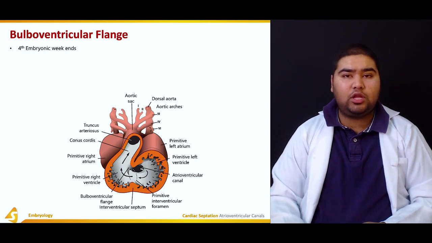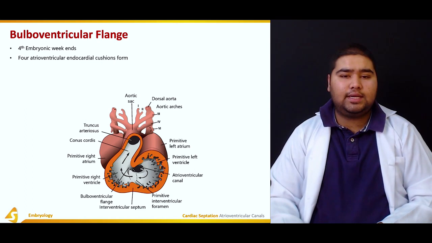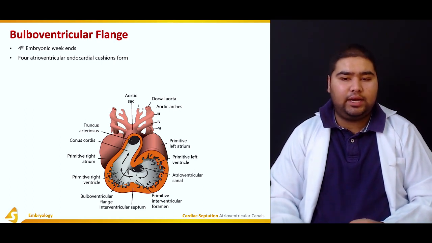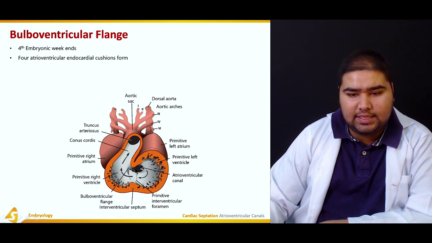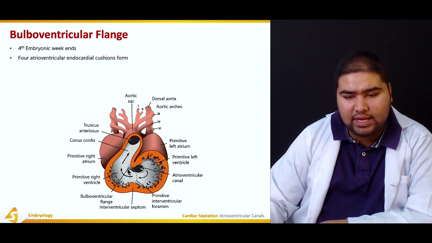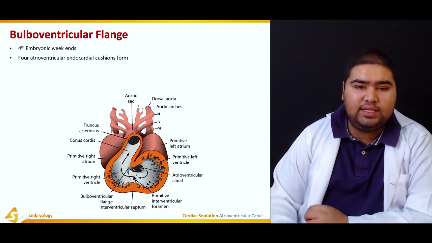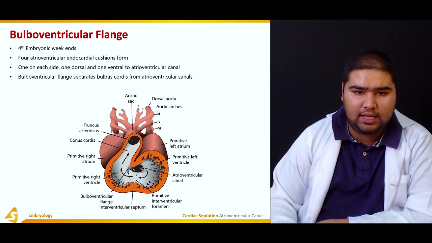So the fourth embryonic week is about to end. 4 atrioventricular endocardial cushions are now formed. So here, this is the AV canal, and the 4 endocardial cushions are formed, 2 on the sides, 1 dorsal and 1 ventral. So we'll see 1 on each side, 1 dorsal and 1 ventral to the AV canal.